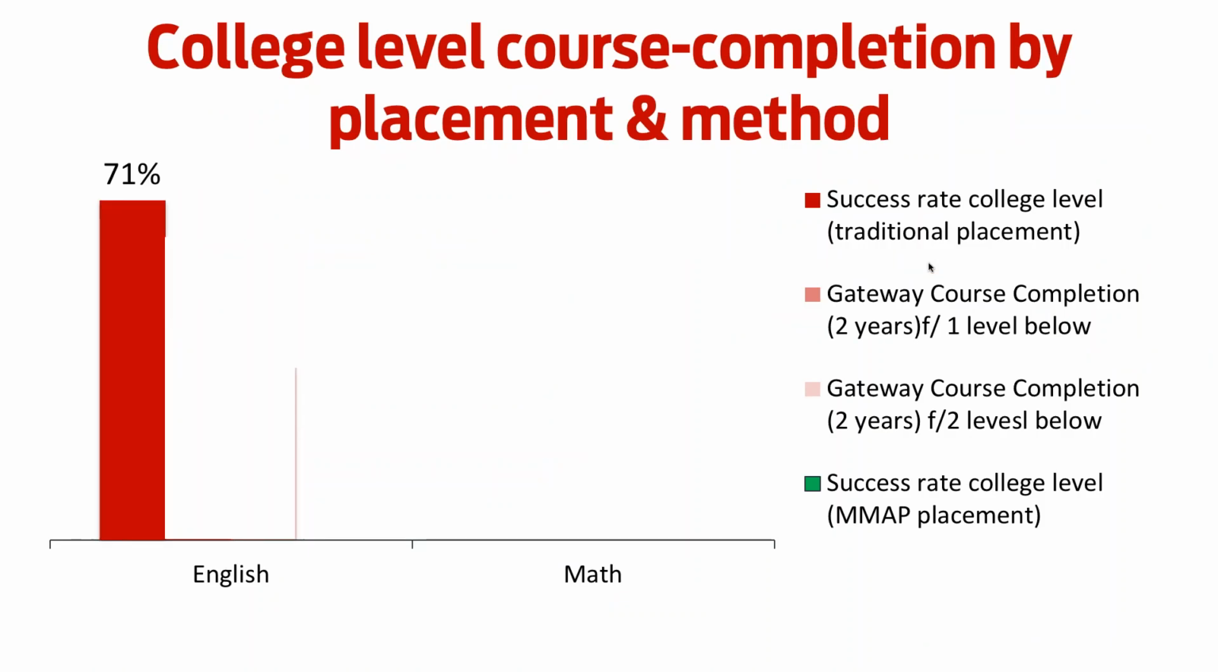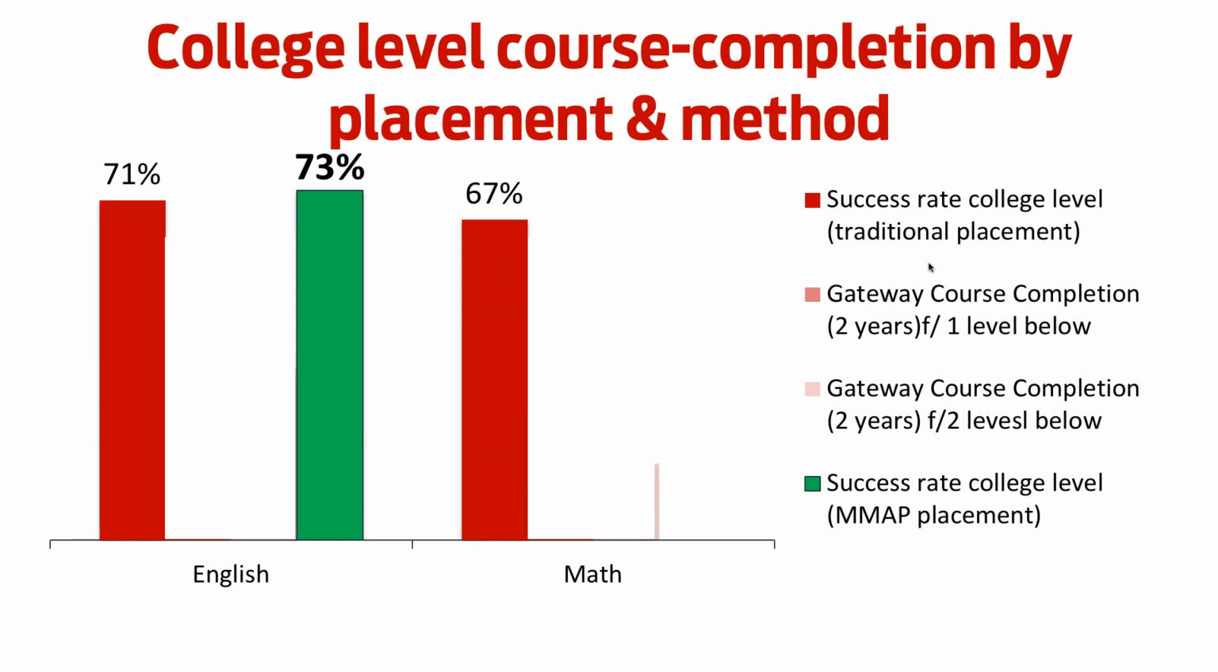For students who were placed traditionally or got there through the sequence, their success rate at college level in English was 71% at our various pilot colleges. If they were placed there via the MAP system, their success rate was 73%. In mathematics, the success rate was 67% for students in a college level math course. For the MAP placed students, their success rate was also 67%.